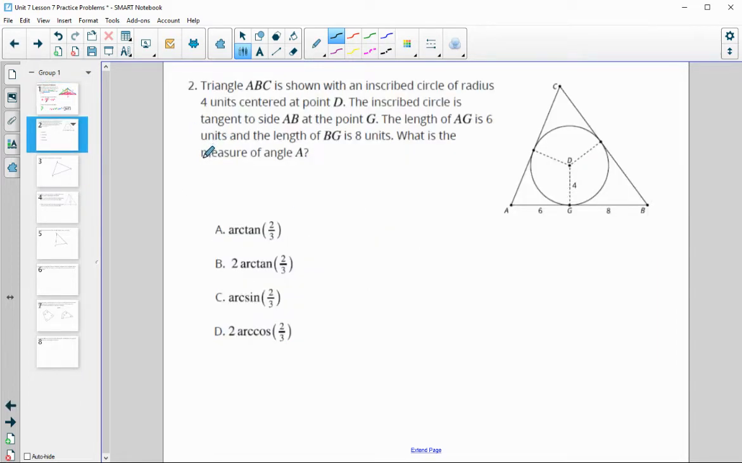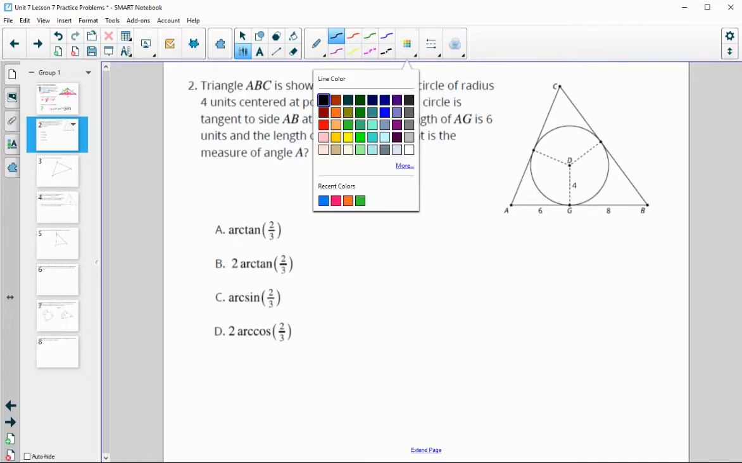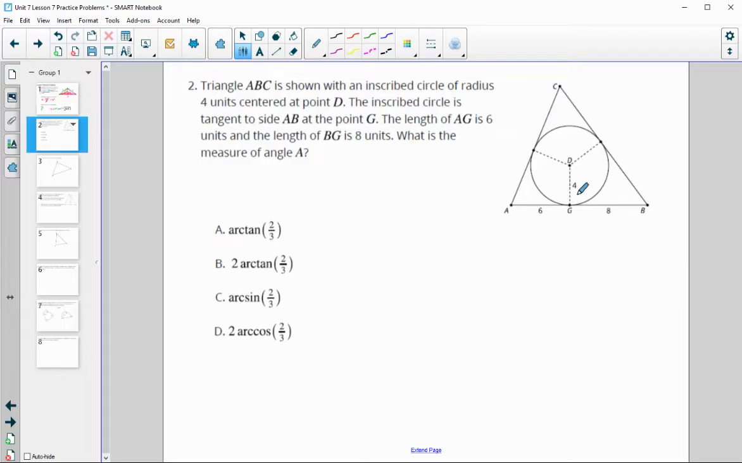Number 2, triangle ABC is shown with an inscribed circle with a radius of 4. So all these dotted lines are 4, which is labeled. The inscribed circle is tangent to side AB at G. The length of AG is 6 units. The length of BG is 8 units. What is the measure of angle A? So we want to find the measure of this angle here.